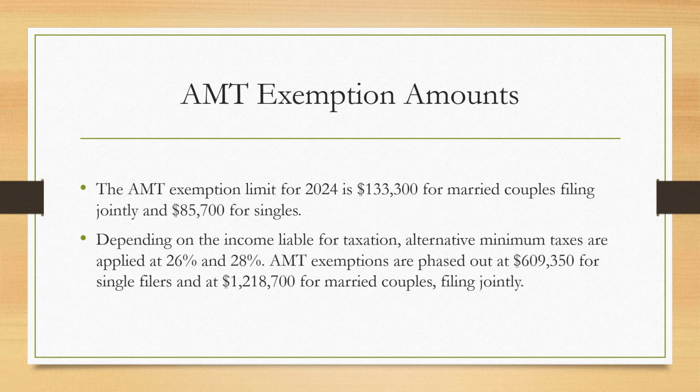The alternative minimum tax system has some exception amounts. The AMT exception limit for 2024 is $133,300 for married couples filing jointly and $85,700 for singles. Depending on the income liable for taxation, alternative minimum taxes are applied at 26% and 28%. AMT exceptions are phased out at $609,350 for single filers and at $1,218,700 for married couples filing jointly.